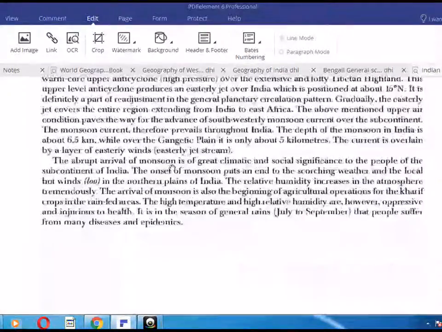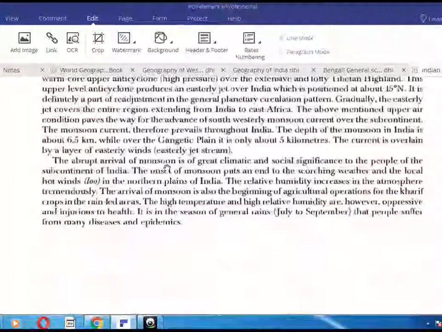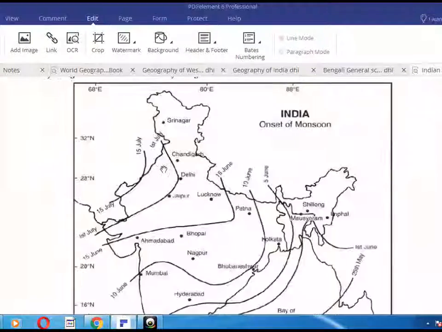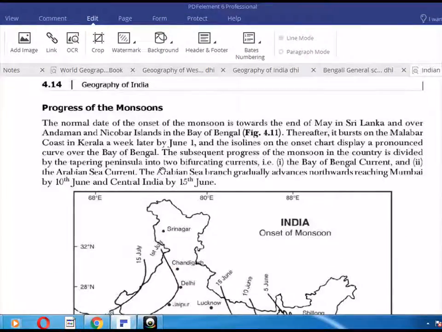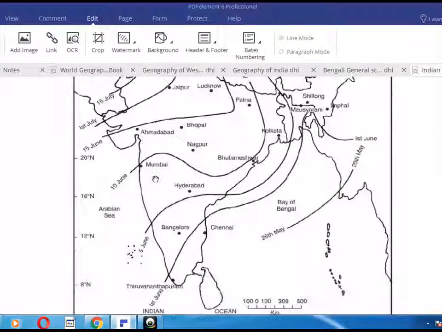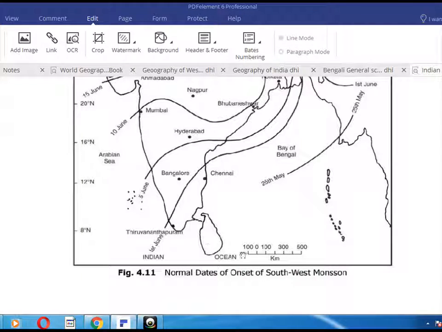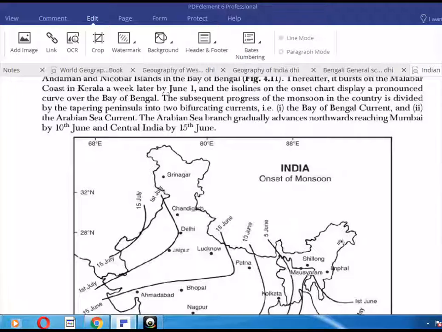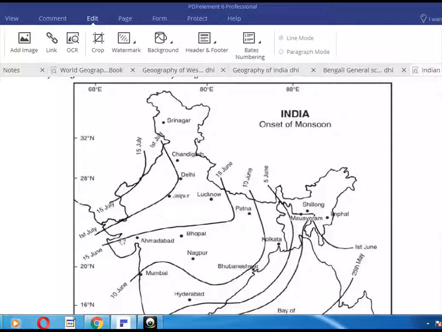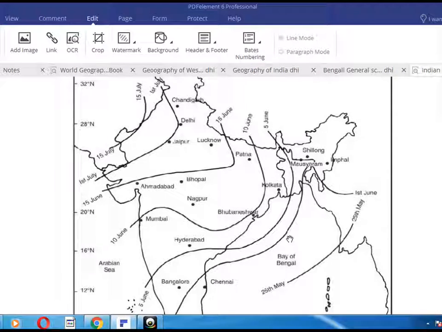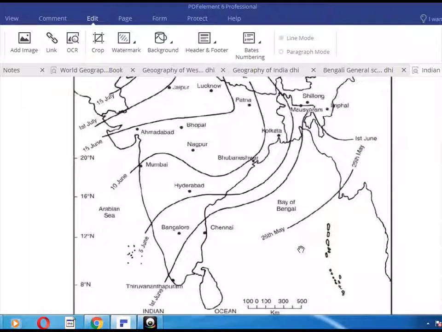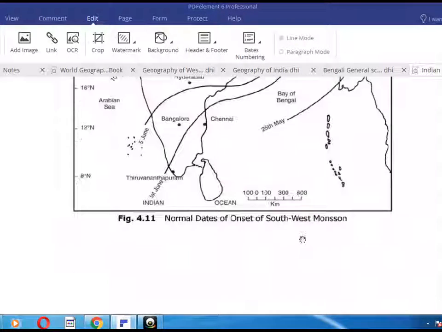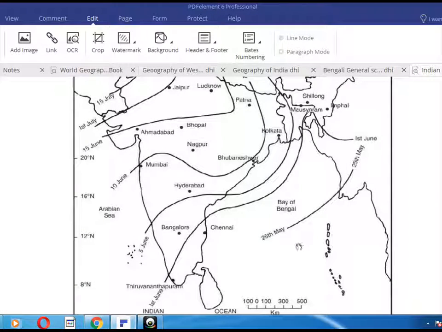Okay, other time. So, the break of the monsoon now. Here you can see the pressure of the monsoon. Here are some normal dates of onset of the southwest monsoon. So the onset of the southwest monsoon in India here is in July, with temperature and rainfall. Here we can see the monsoon drifted back from the Indian subcontinent.